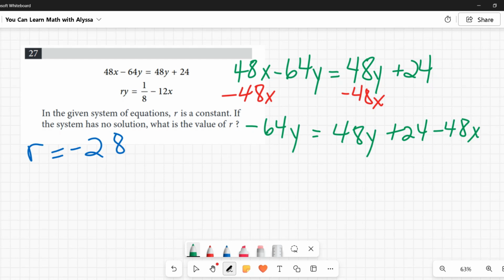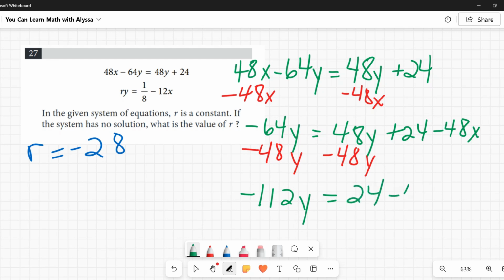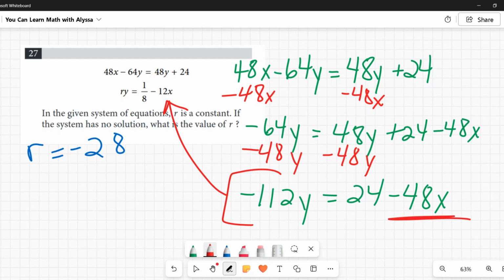And then I want to get the y's over to the left, so I'm going to subtract that 48y, so it'll cancel on the right. I have to do that to both sides. Then, like before, I get negative 112y equals, the y's cancel out, 24 minus 48x. And here's when I look at it and go, this is looking kind of similar to that. Is there something I could do where I could get those x's to be exactly the same?